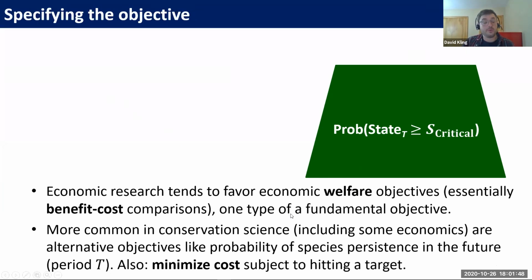That's an example we would typically argue is a fundamental objective, using the more interdisciplinary language. It's more common, my understanding is, in conservation science, but there are also economic applications that do the same thing for non-present value type objectives. One common one is optimizing the probability that a species persists at some future time date above a critical threshold. And the future time date is summed up by this capital T.